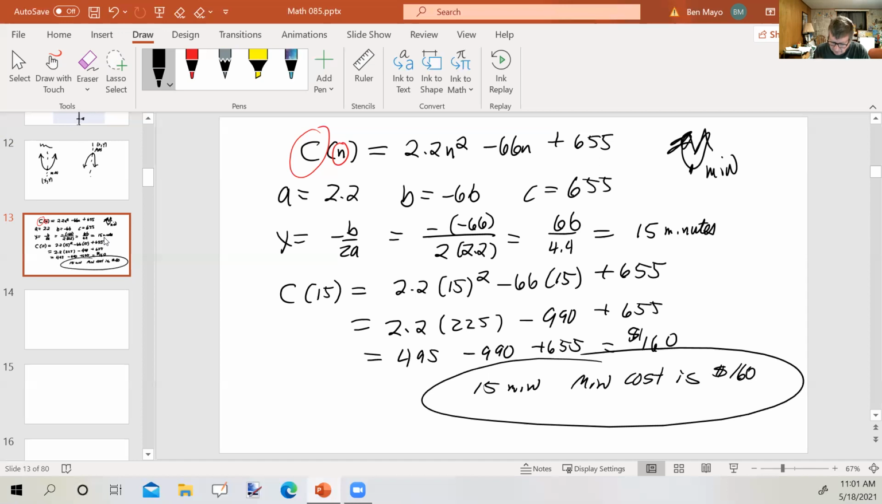All right. If we were graphing this thing, that ordered pair would be the vertex. And since this has an A value that's positive, the graph would open up. And so this vertex would be at (15, 160). But again, it asked for the number of minutes, which is the 15, and then the minimum cost, which is the $160. Be careful. A common mistake is that students find the two pieces of information, but they don't read the questions really carefully. And so sometimes they get them backwards.